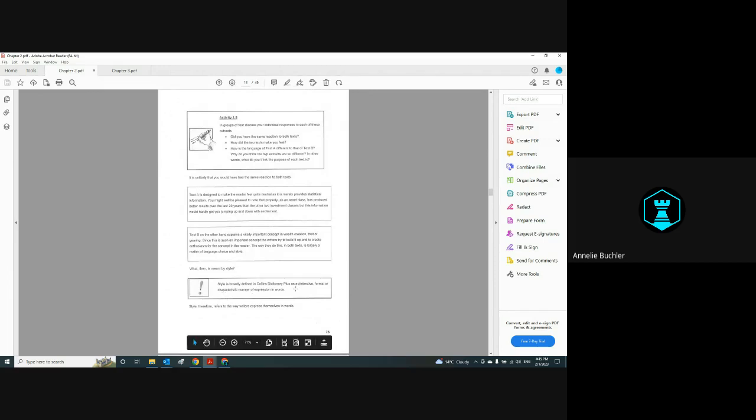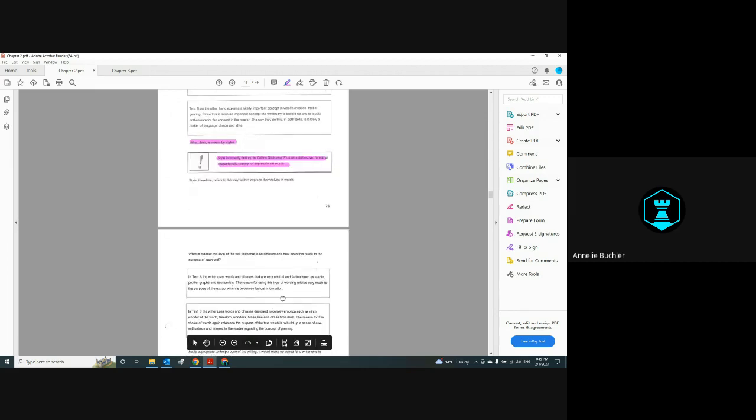So, a style, again, here we can actually highlight this, okay? What is meant by style? Style is a broadly defined characteristic manner of expression of words. We all will have different writing styles, okay?